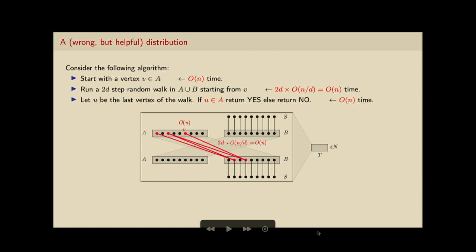However, if we are in the yes distribution, at every step that we are in A, there's a 1 over d probability that I actually go through the AA edge. So if I do this for 2d steps, there is a constant probability that I pass through an AA edge only once. And in this case, I start from an A vertex and end up with a B vertex and can separate the two. Because the total length of the random walk is d, and every step takes n over d time, this overall takes n time.